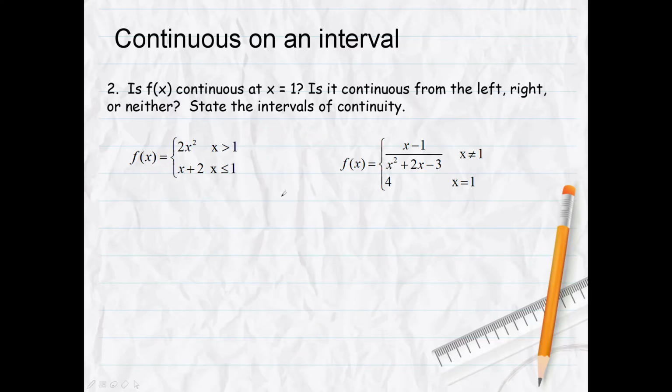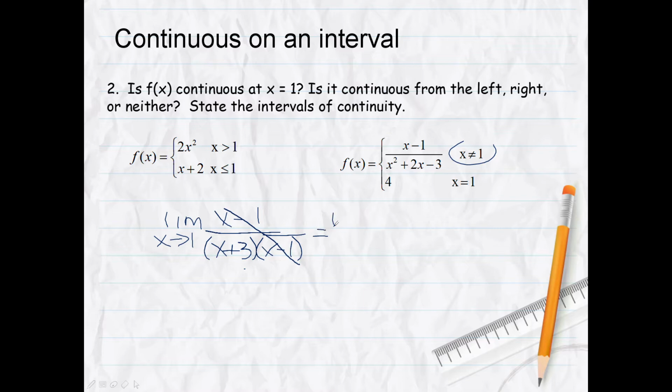Okay, again, I'm going to check this endpoint. So I'm going to do the limit as x goes to 1 of x minus 1 over the denominator. I'm going to go ahead and factor the bottom, that denominator. So these reduce, leaving me with the limit of 1 over x plus 3, which equals 1 over 4. So the limit exists.